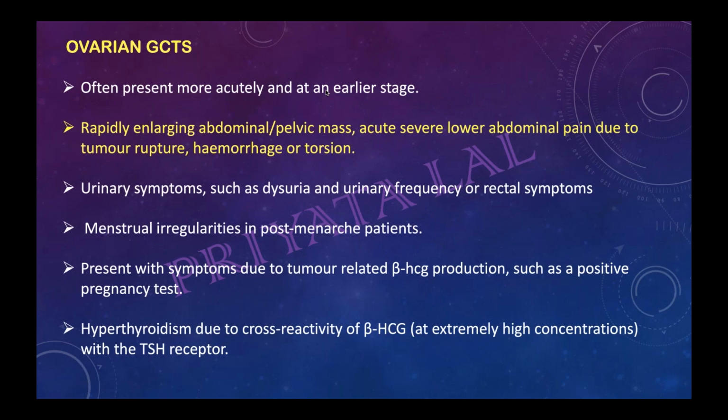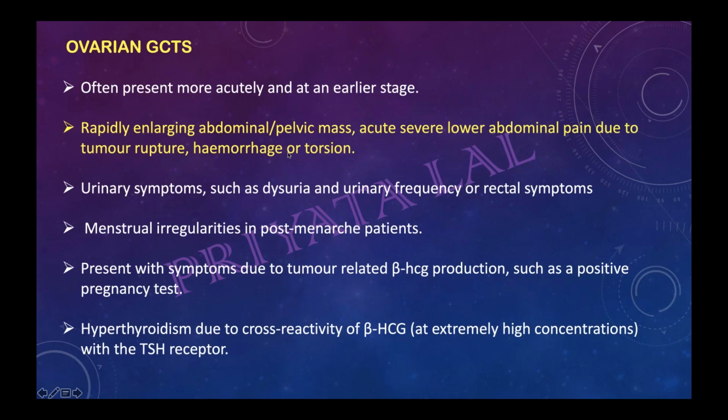Now, you will find questions from this line. Usually they are very rapidly enlarging abdominal or pelvic masses. The patient will come with acute lower abdominal pain, and sometimes the tumor ruptures also. There could be hemorrhage, and there could be torsion.